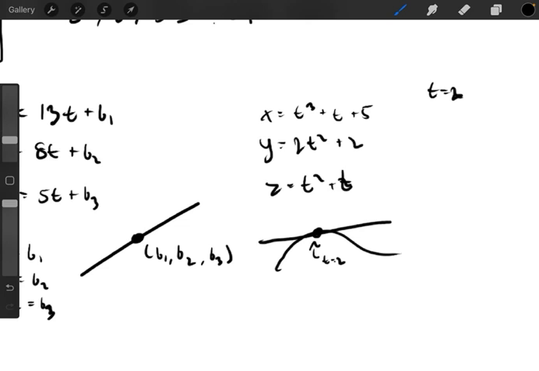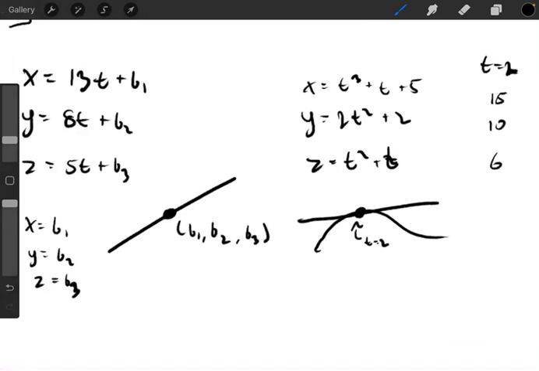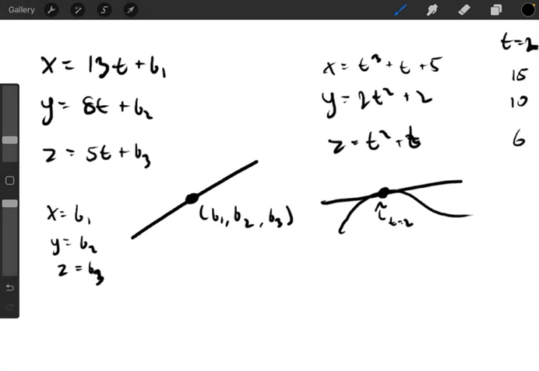All you do is plug in t equals 2 to the initial curve, and you get x would be 2 cubed, which is 8, plus 2, which is 10, so 15. Then y is 2 times 2 squared, which is 8, plus 2, that would be 10. Then 4 plus 2 is 6. So b1 is 15, b2 is 10, and b3 is 6. So you end up with your final equation being 13t plus 15, 8t plus 10, and 5t plus 6.